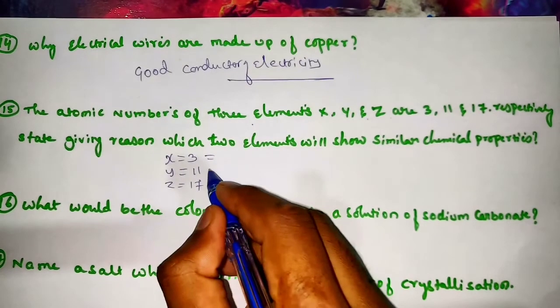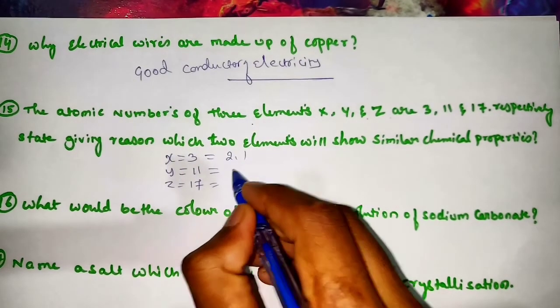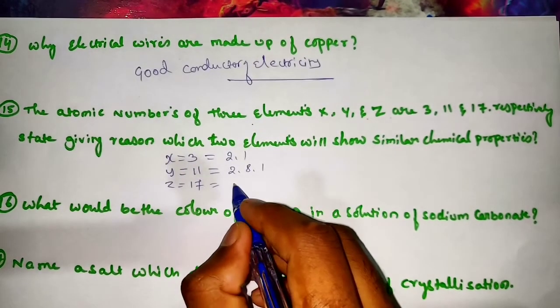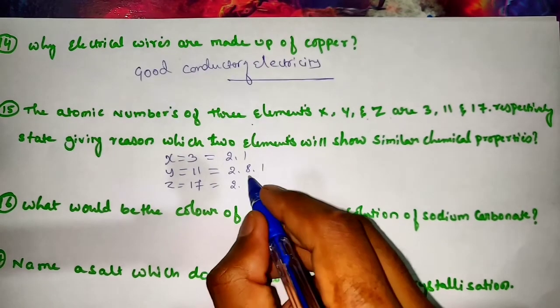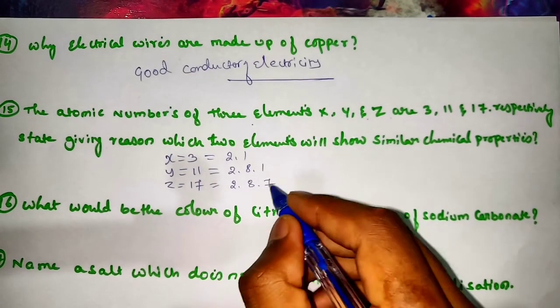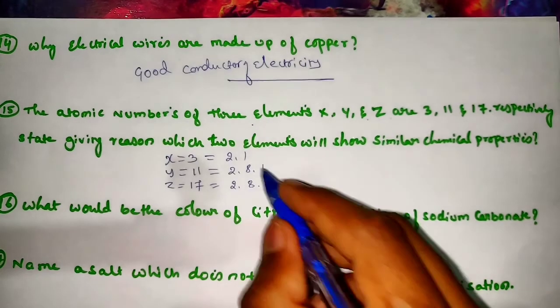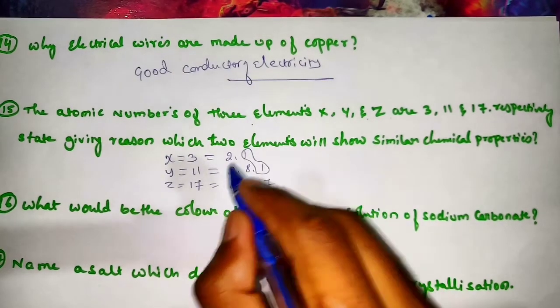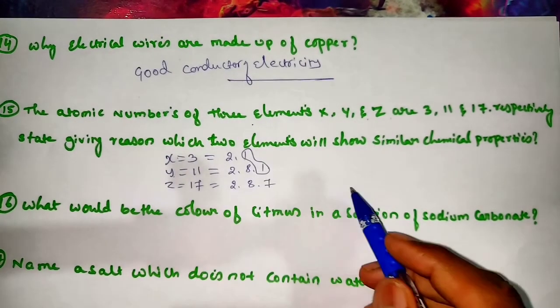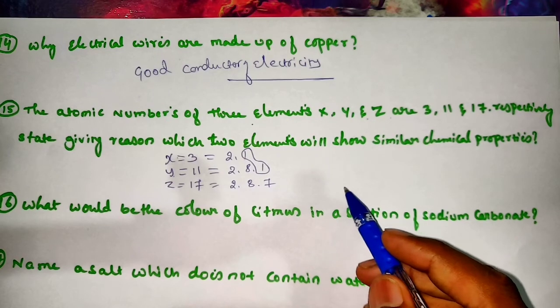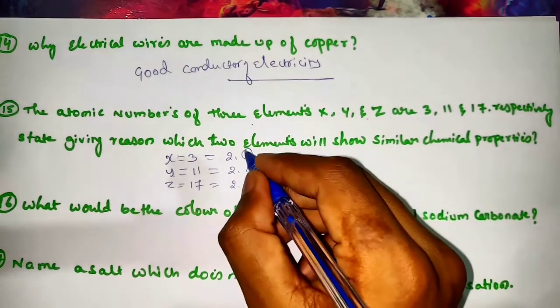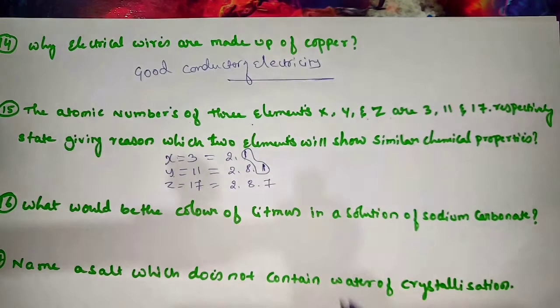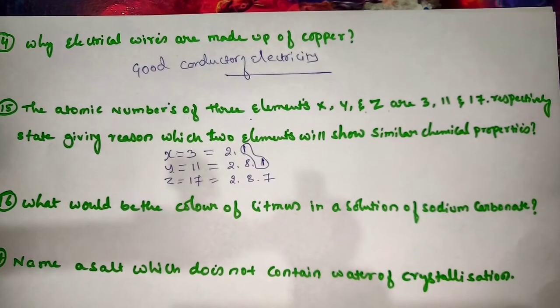So just write the electronic configuration of all the three: 2, 1; 2, 8, 1; 2, 8, 7. So now you come to know which two elements belong to the same group. So here, see these two, element X and Y belong to the same group and they have the same chemical properties because they contain similar valence electrons.